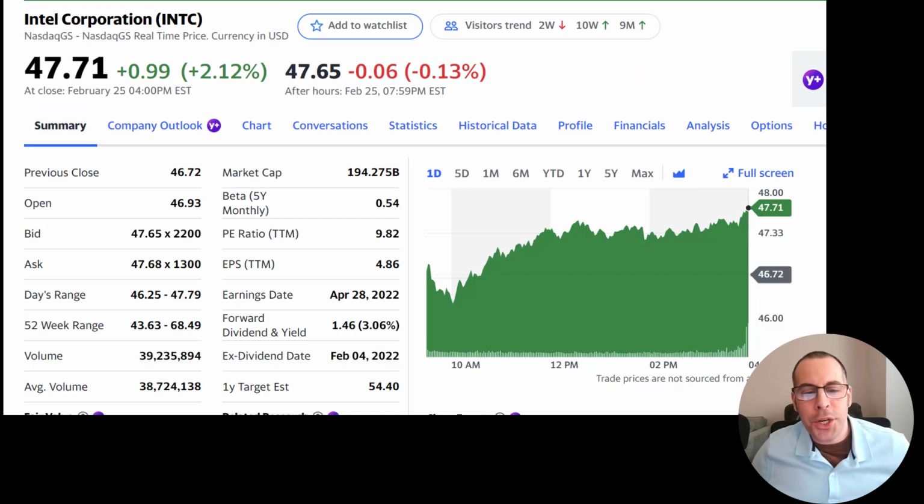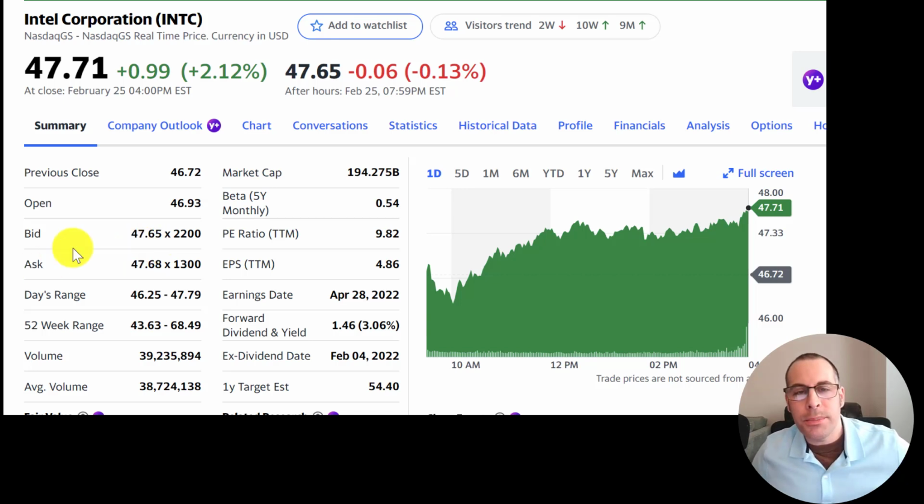On the summary page, it gives you high-level information, the stock price at the close of the previous trading day, the stock price at the open of the current trading day. Then you have your bid-ask spreads. The bid is always lower than the ask because when you buy a stock, you want to pay as little as possible. And when you sell a stock, you want to receive as much as possible. The bid-ask spread is only 3 cents.